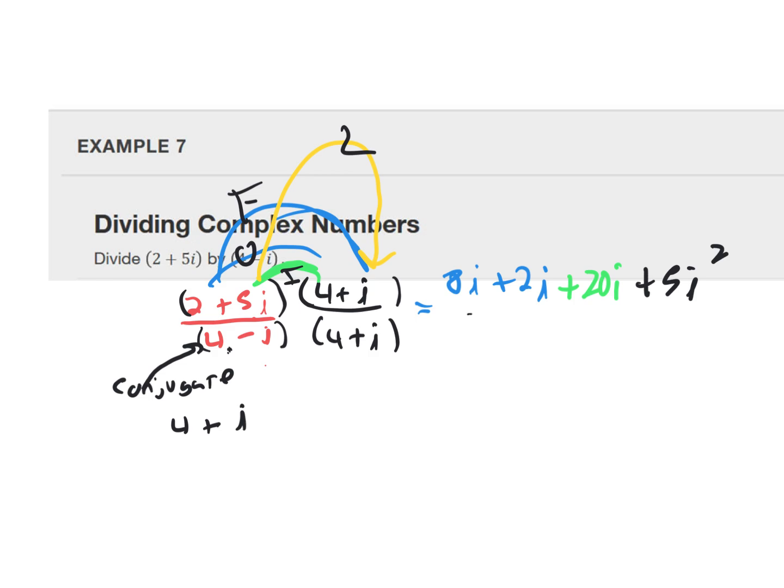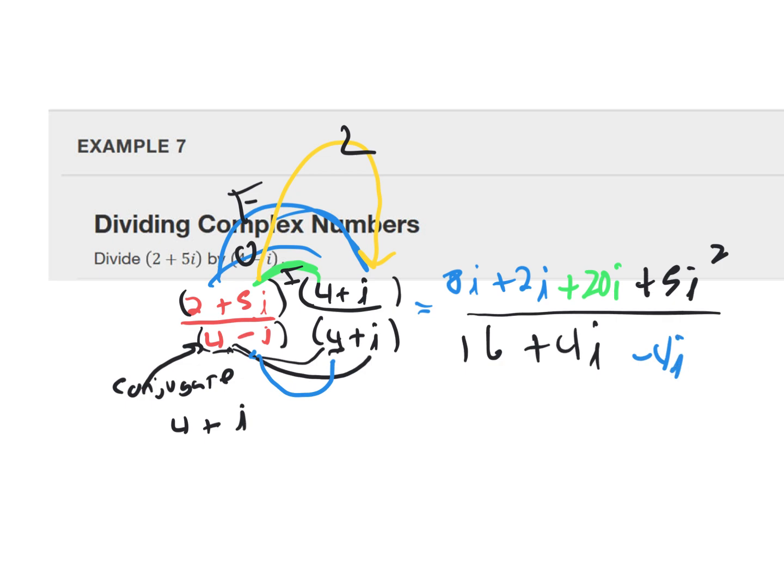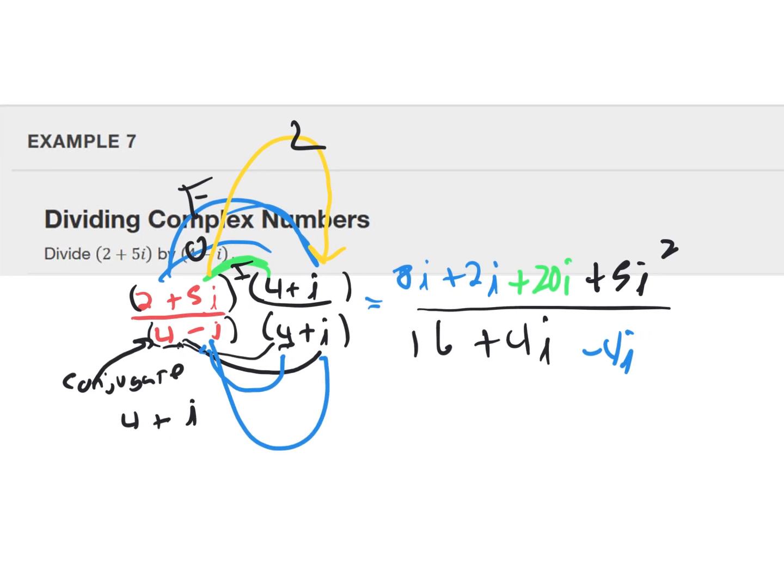All divided by, got to do it again for the bottom. 4 times 4, 16. That's this one first. 4 times i is 4i. That's the outer. Look at the inside. Negative i times 4 is a negative 4i. Negative i times i is a negative i squared.